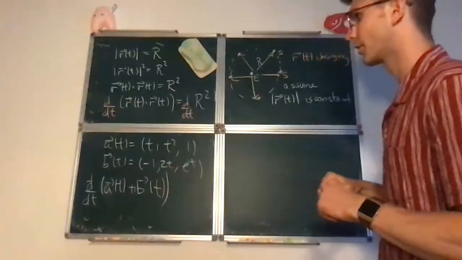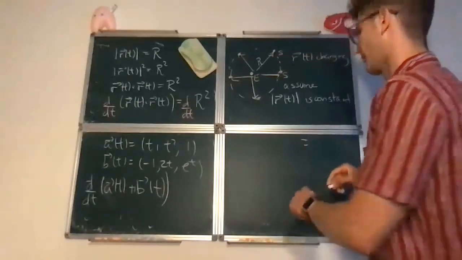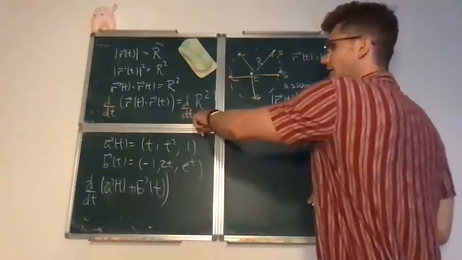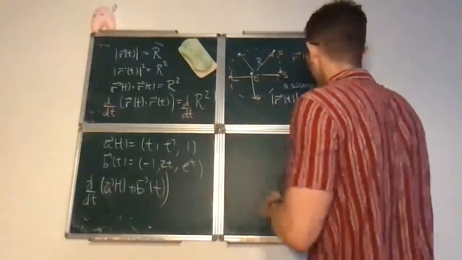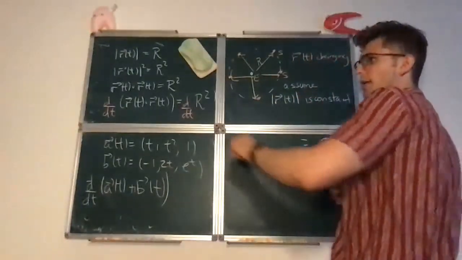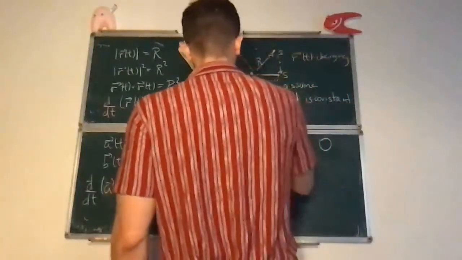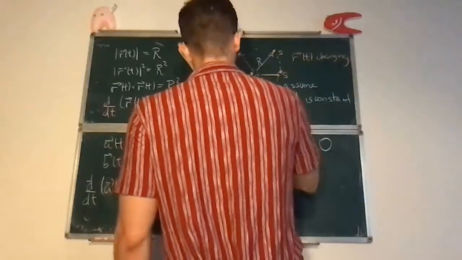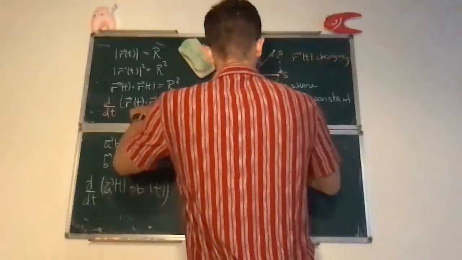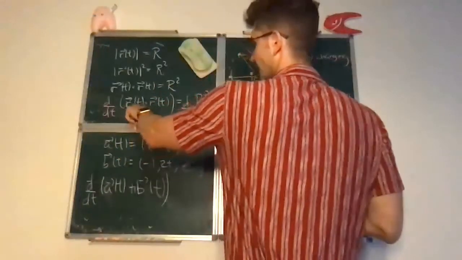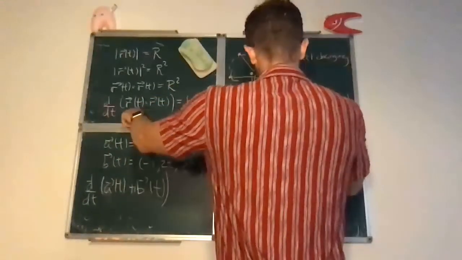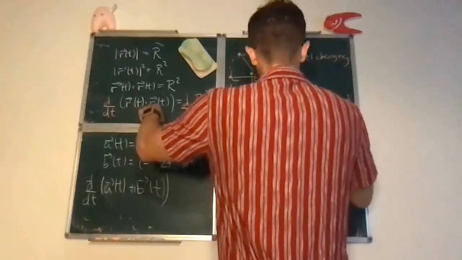This is more. It's nice to see what happens here. So the right hand side will just give you 0 because that's the derivative of a constant. If you apply the product rule to the left hand side, it's the derivative of the first one dot the second one plus the first one dot the derivative of the second one.